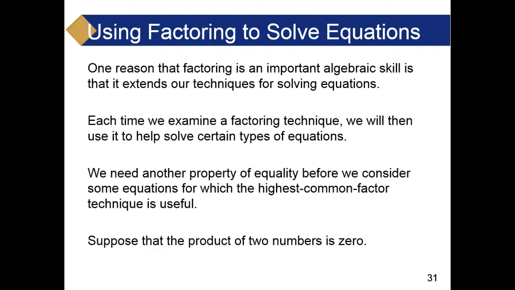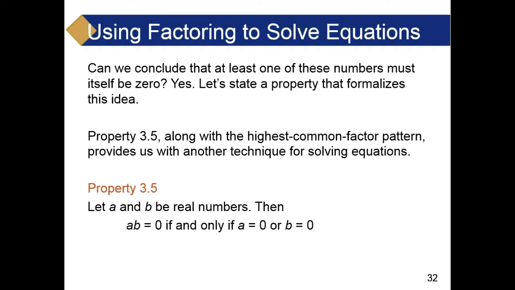Suppose the product of 2 numbers is 0. We have a number here, multiply them together, you get 0. What can you tell me about those numbers? One of them's got to be a 0. Can anyone give me a product of 2 numbers equals 0 and one of them's not 0? You can't do it. So, can we conclude that at least one of those numbers itself is 0? Absolutely. Let's state a property that formalizes this.